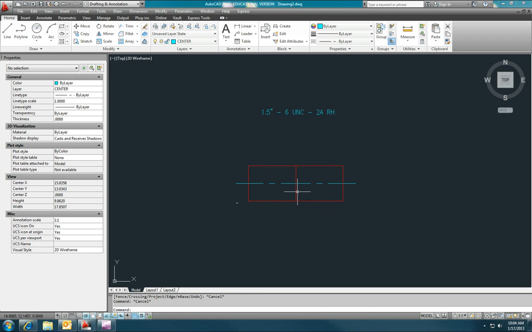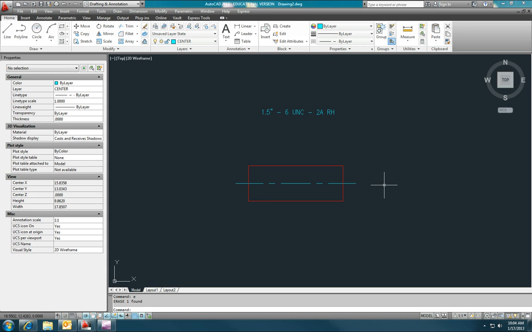And I will erase the line in the middle. And now I have a rectangle with a length of 4 and a height of 1.5, which is the major outside diameter, okay, and a center line running directly through the middle. And that's how we're going to start.